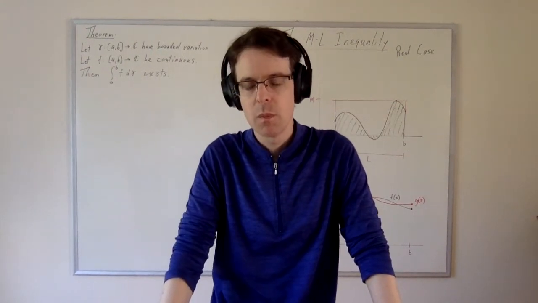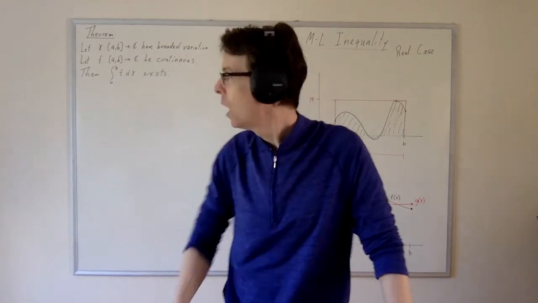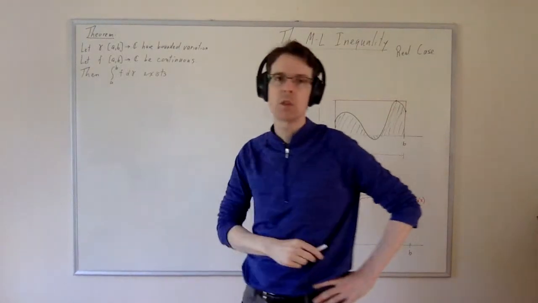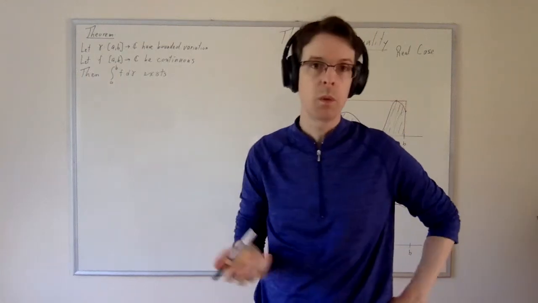Last time we proved a theorem that guarantees the existence of integrals. This is going to be a central theorem for us. We proved that if gamma has bounded variation and f is continuous, then the Riemann Stieltjes integral from a to b of f d gamma will exist.